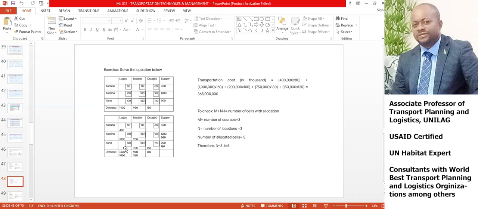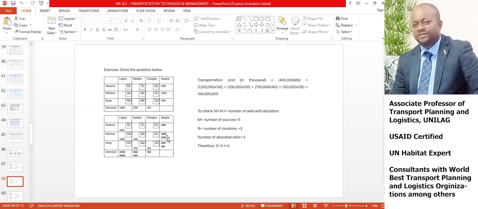How much demand is left from Lagos? 1,000. And what do you have here in this place? 1,200. You take the 1,000 to this place. Is that okay? Have you satisfied the demand in Lagos? Yes. This supply will remain how many? 200. You cancel the 1,200. You write 200. Don't forget that.